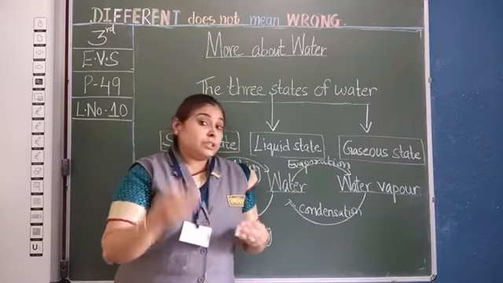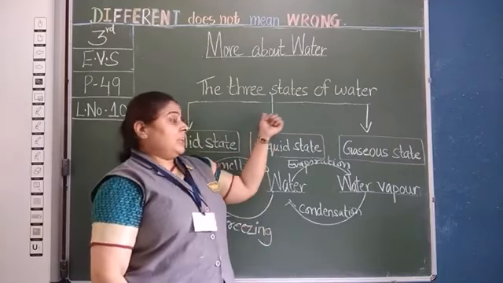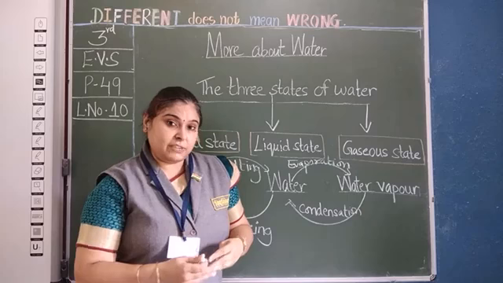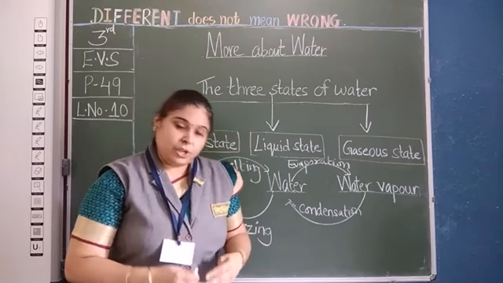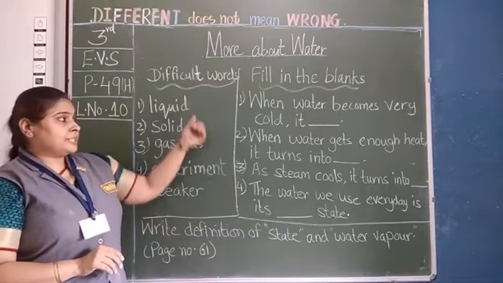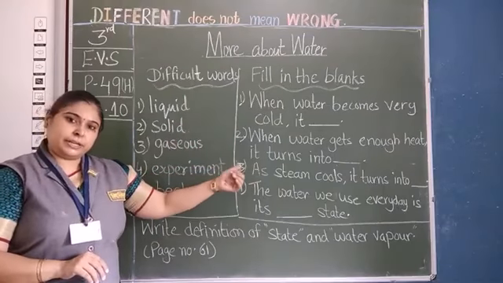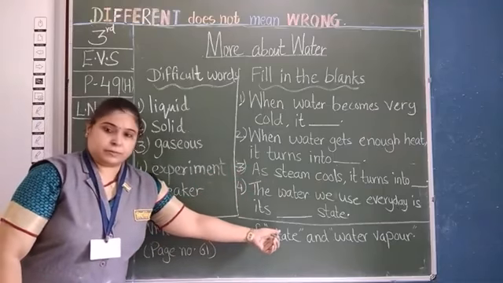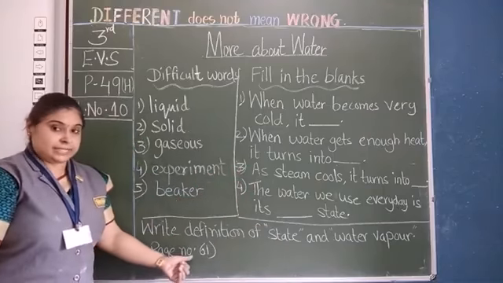So what have you learned today? The three states of water, as well as how it changes and gives the other different forms. Now I will give you the fill in the blanks and the difficult words. These are your today's difficult words and fill in the blanks. You will write them in the notebook, and you are also going to write the definitions of states and water vapor from page number 61.